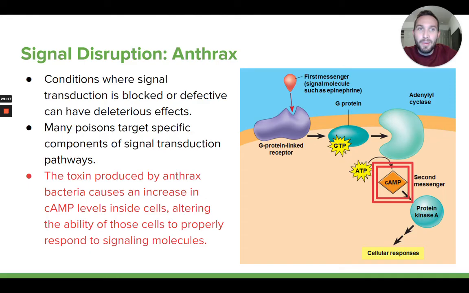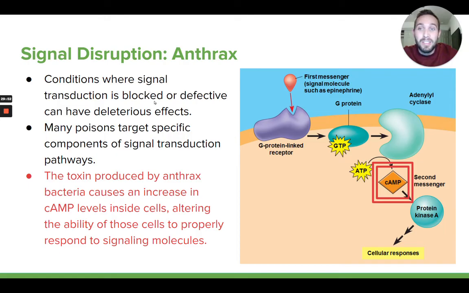The last thing I want to talk about in this topic 2 is how it would be really bad if something went wrong in these signal transduction pathways. This is a common scenario that comes up on the AP test: what would happen if something in the signal transduction pathway is not working or is being blocked, or there's some kind of toxin or some chemical messing it up, and you're supposed to be able to think through what result that would have inside the cell.